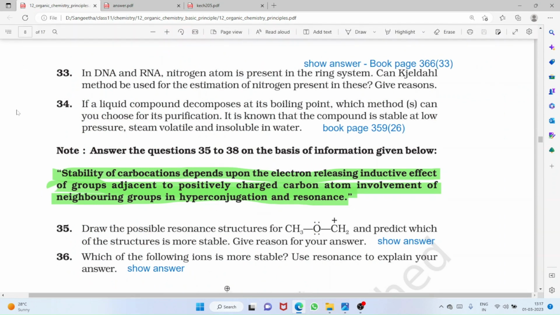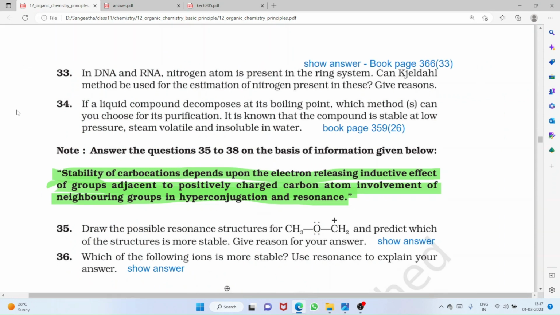If a liquid compound decomposes at its boiling point, which method can be chosen for its purification? It is known that the compound is stable at high pressure, at low pressure steam volatile, and insoluble in water.